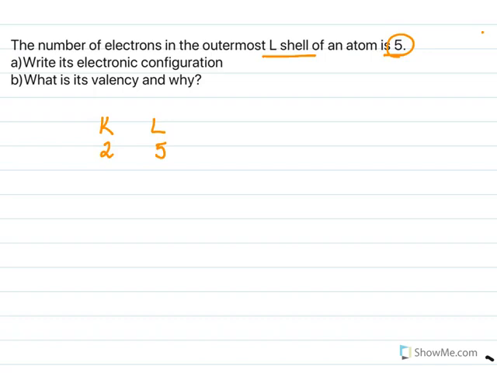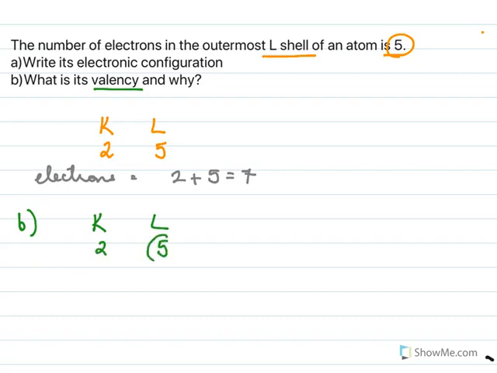So the number of electrons will be 2 plus 5, 7. And the configuration will be 2, 5. Next they are asking us what is the valency of it. So for valency we have to write the configuration again. It's 2 and 5. So 5 valence electrons.